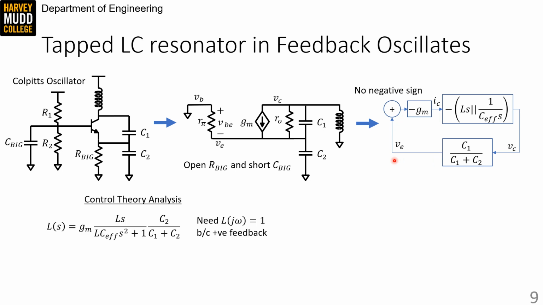We can write our loop gain using the Z-in of the resonator we found on the last page and multiplying all of these blocks together. And we're hoping this L of j omega is equal to 1 because this feedback loop is in net positive feedback. There's no negative sign on this summing junction.